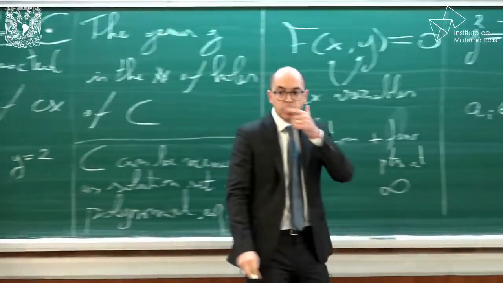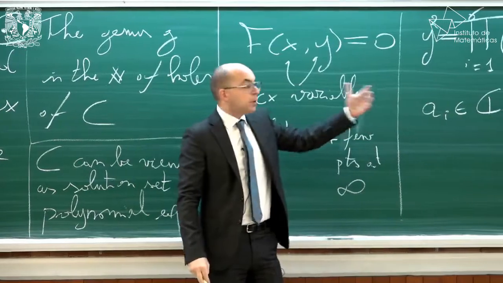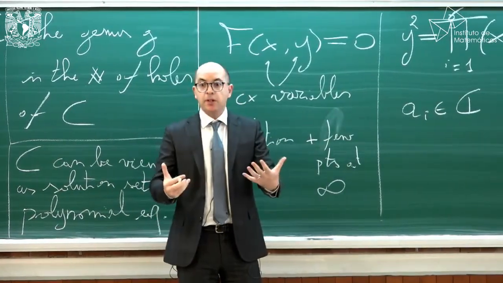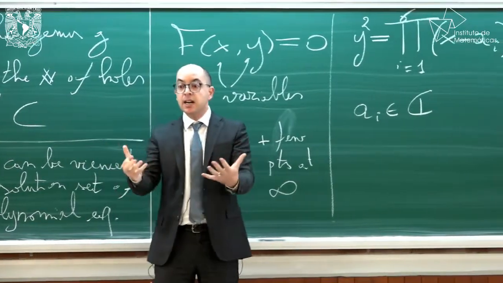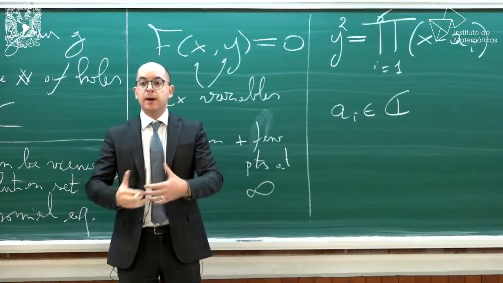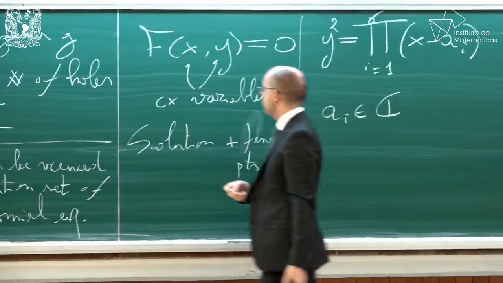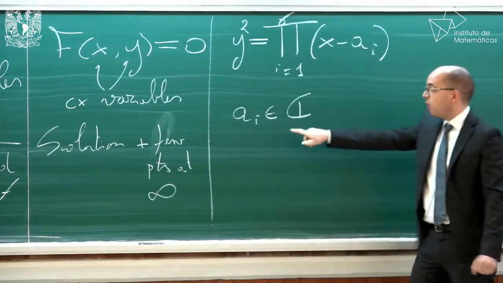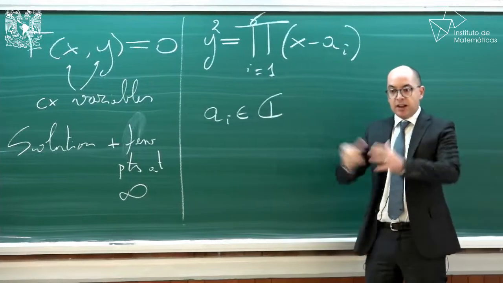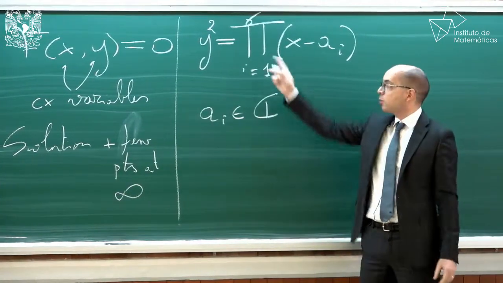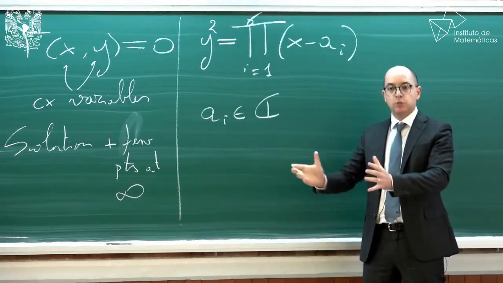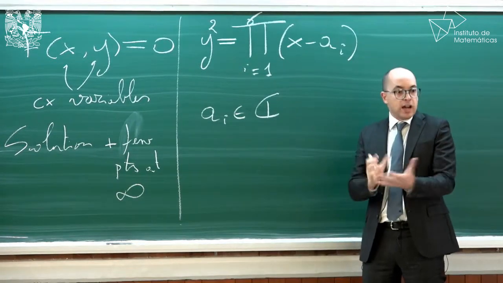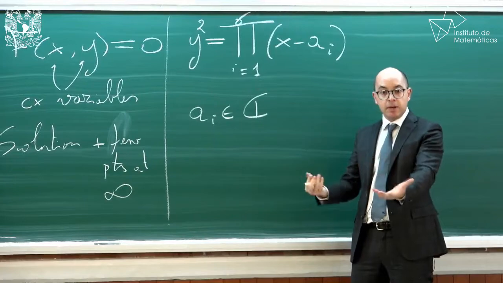This example is important because it brings to our attention the philosophy of the game, which is that curves don't come by themselves, but rather they come in families. Why is that? For every choice of a_i, for every 6-tuple of complex numbers, I produce a curve. If I vary the 6-tuple of complex numbers, I can vary my curve. So curves don't come by themselves, but rather in families.